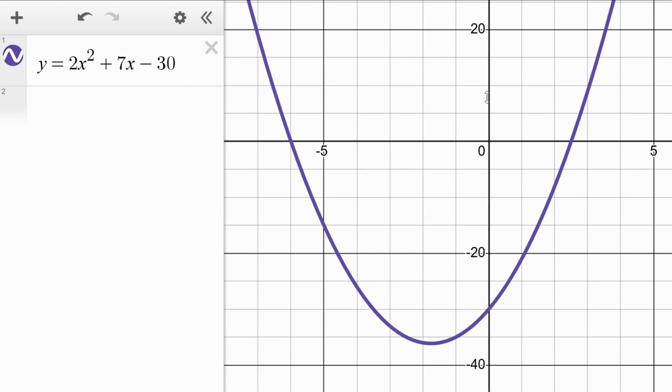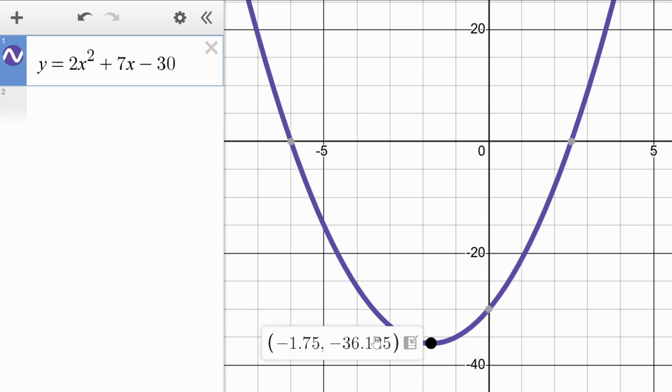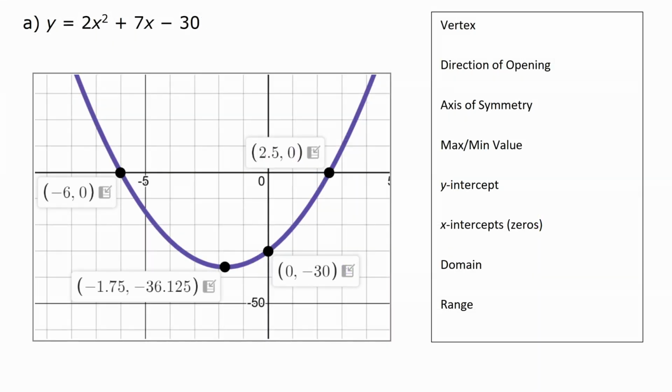All right? And then working with Desmos is pretty easy because you can just click on the important points. There's your vertex, there's your y-intercept, and here are your two x-intercepts. And so you have those values. Now we'll take a screenshot of this and we'll go back to the other document and write down some of the important information.